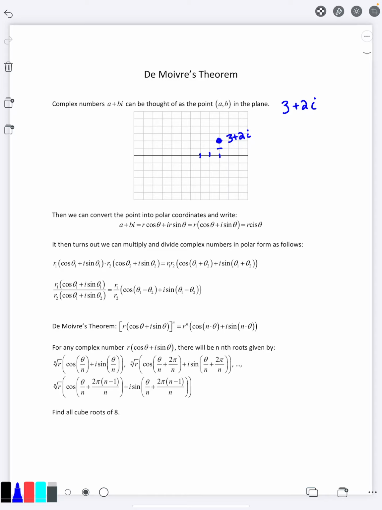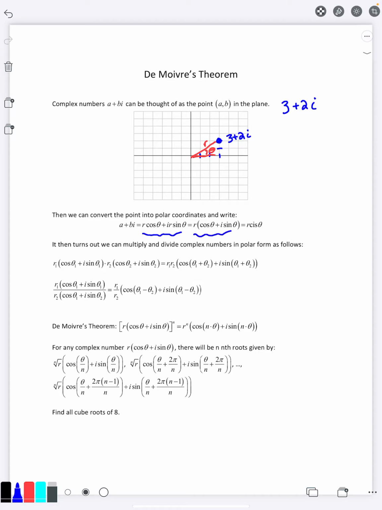Now, once we've decided that we can represent a complex number as a point here with x and y, then we can go ahead and turn it into polar coordinates that we saw in our previous video. We can get our r and our theta, and we can write it this way. Mathematically, x is r cosine theta, y is r sine theta. So if we say x plus i y, we get that, which we can factor out the r here.